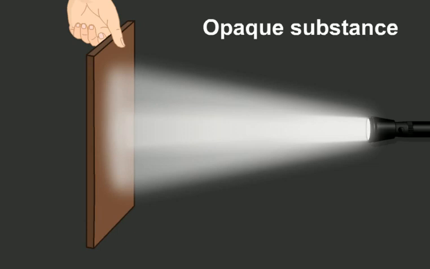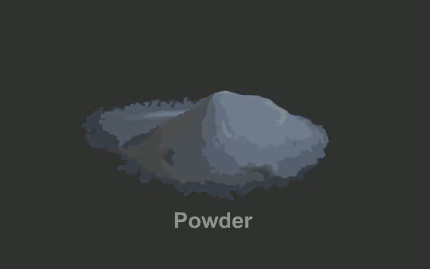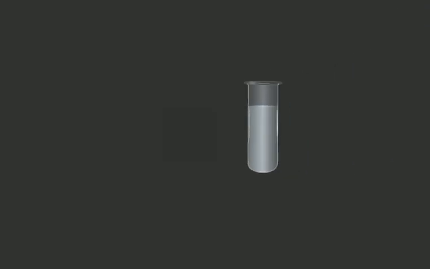Dear students, if the sample substance is powder, mix it in the test tube containing water and pass the light through it. The beam of light is scattered by the particles.